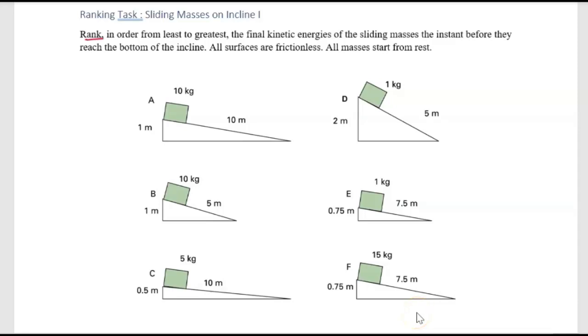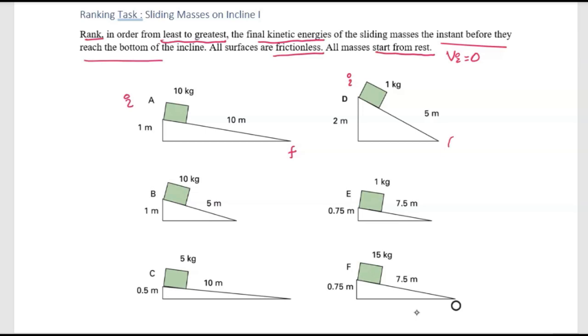In this problem, we are going to do a ranking task. We are going to rank in order from least to greatest the final kinetic energies of the sliding masses the instant before they reach the bottom of the incline. All surfaces are frictionless and all masses start from rest, which means initial speed is just zero. That is important to note.